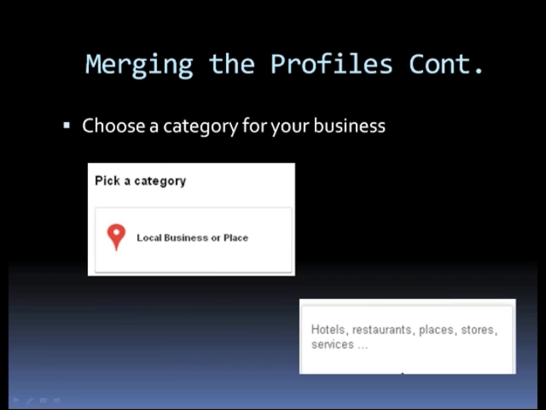The next step, it's a very important one. It looks really easy, but it is important. You're going to have to pick a category. Local business or place, which is when you hover over it, you'll see it says hotels, restaurants, places, stores, services. This is extremely important right now because the merge feature is only working with local business or place Google Plus profiles. If you did not fit into this category, don't lie and say that's what you are.